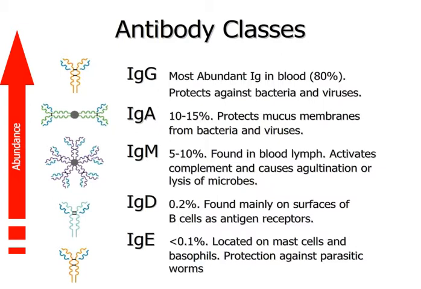On the other hand, IgMs comprise only 5 to 10% of antibodies, and they're found mainly in the blood and lymph. And these help to activate the complement system and also cause agglutination and lysis of certain types of microbes. IgD antibodies, on the other hand, are very rare and are found mainly on the surface of B cells where they act as antigen receptors. And finally, IgE antibodies are very, very rare, and they're located on mast cells and also on basophils, and they provide protection against parasitic worms and large infectious bodies.